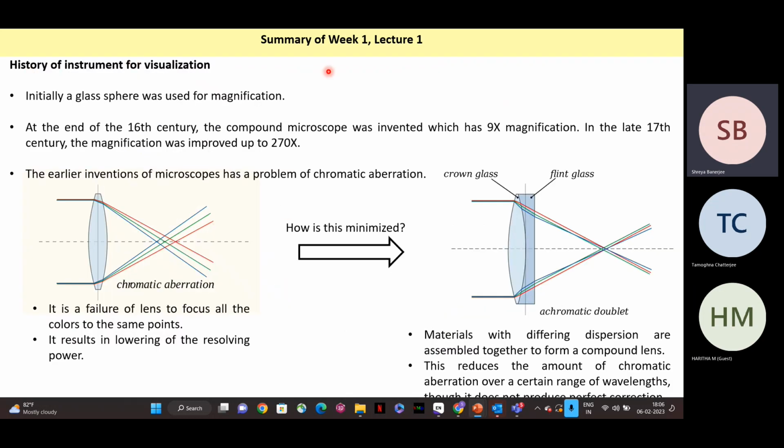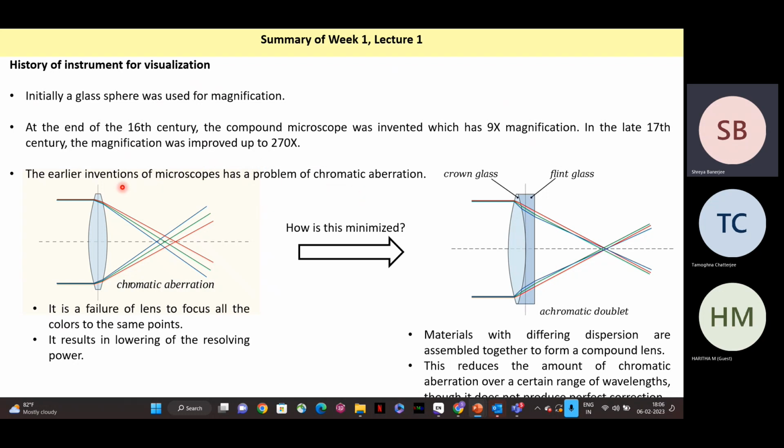Next, in lecture 1, sir had talked about the history of the instruments for visualization. So first, a glass sphere was used for magnification. Then at the end of the 16th century, the compound microscope was used, which had 9 times magnification. And in the late 17th century, this magnification was improved to 270 times. But these microscopes had a problem of chromatic aberration.